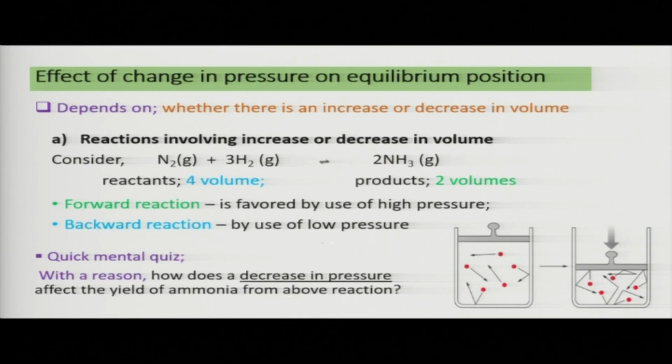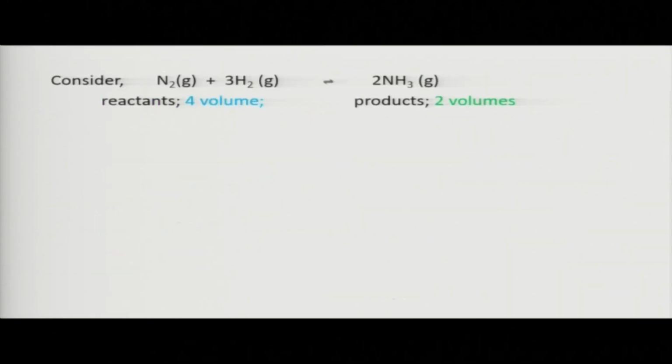My quick mental question: how does a decrease in pressure affect the yield of ammonia from the above reaction? I had asked you that. I hope you have the answer. I'm giving you a few seconds to think through. If you look at that, you will notice that a decrease in pressure will favor the backward reaction. But let's quickly go through this.